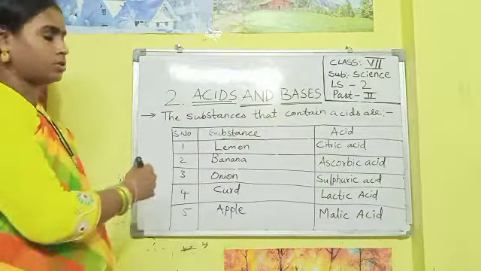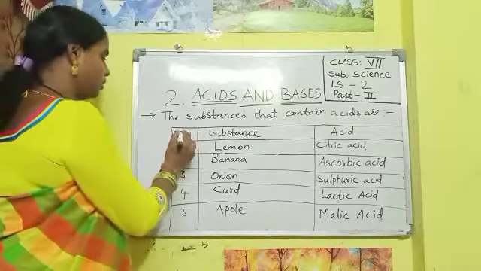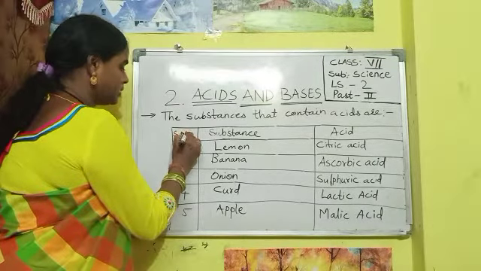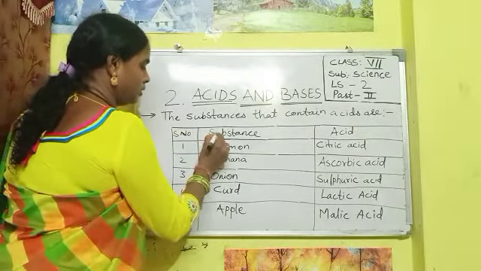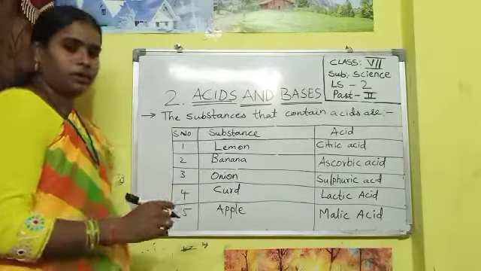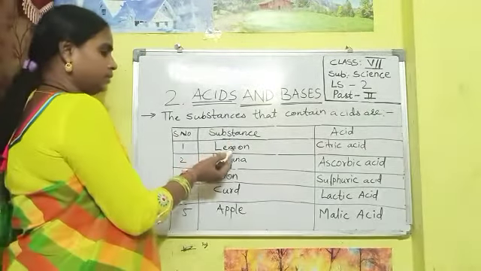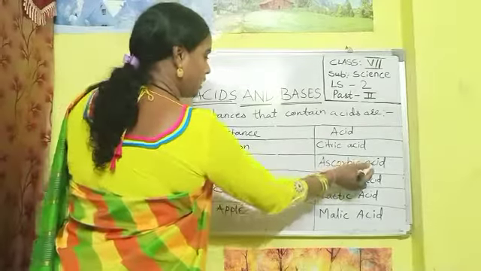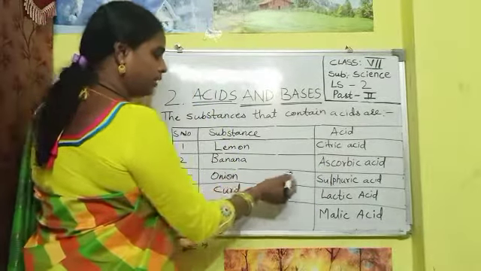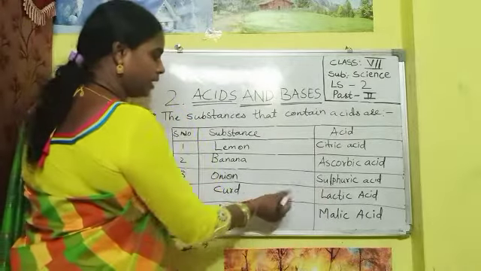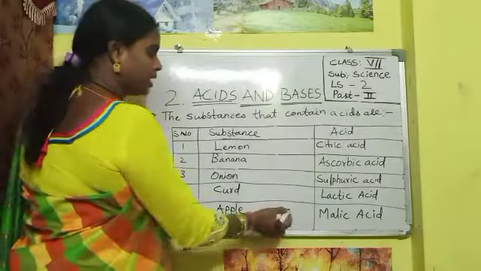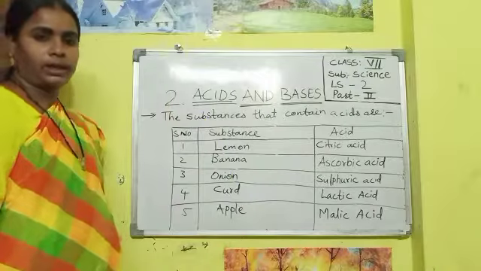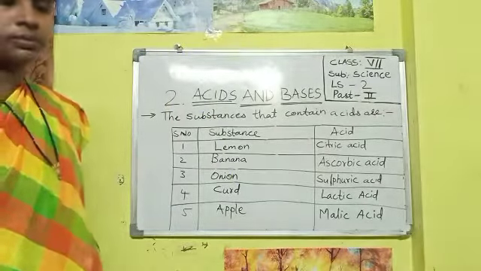Okay, children, so write this in your notebook. We will discuss the further topic. Once again, see, lemon is having citric acid. Banana is having ascorbic acid. Onion is having sulfuric acid. Curd is having lactic acid. And apple is having malic acid. Note it down into the notebook.